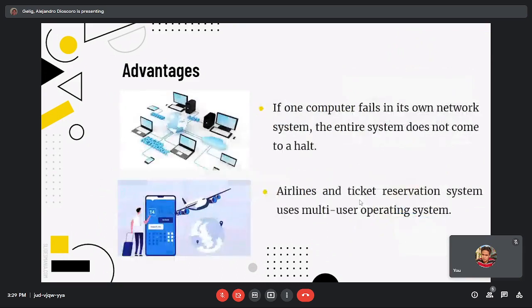Next, when a single computer in a network system fails, the entire system does not stop functioning. So it does not come to a halt. Another advantage is that multi-user operating systems are used by airlines and ticket reservation systems.